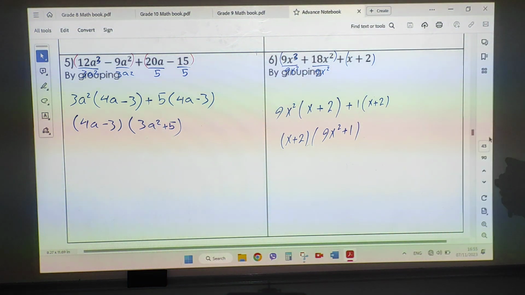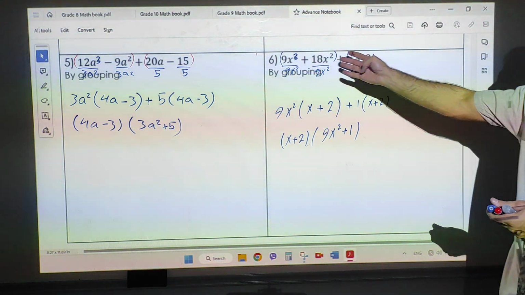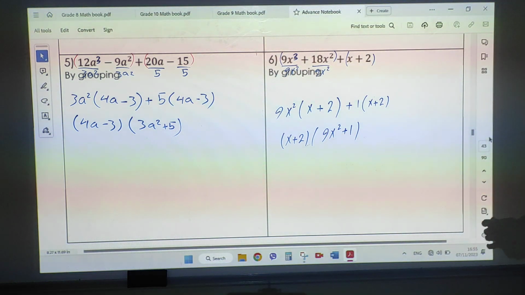That's all about factoring for this lesson. You will have more in the next lessons, but for now you just have that much: by grouping, which is 4 parts, or by common binomial, or by opposite, or by GCF, which is always the first thing that you think about, GCF, greatest common factor. That's all about this one.